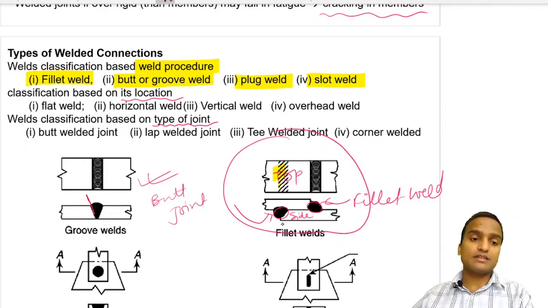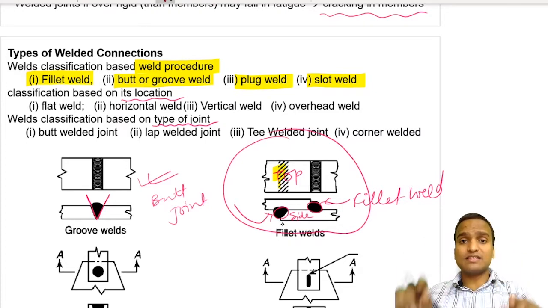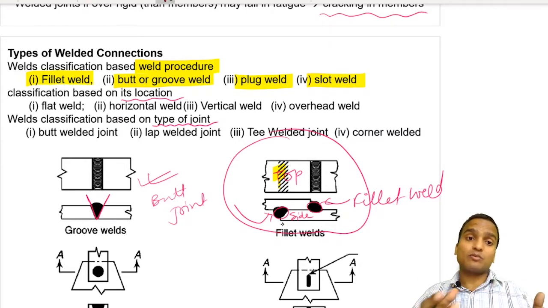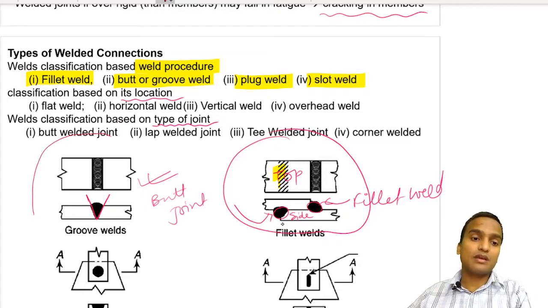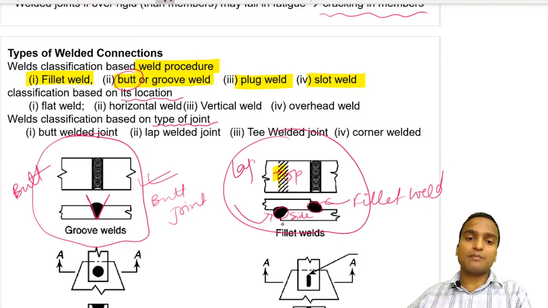Like here you are seeing grooves are made of V shape. Now grooves can be of U shape, J shape, K shape, and X shape. Like that there are multiple shapes of groove, and they are called groove weld. Okay, and groove welds are also called butt weld. So remember, this is a butt joint and this is a type of lap joint. Lap weld or fillet weld are same, and butt weld and groove weld are same.